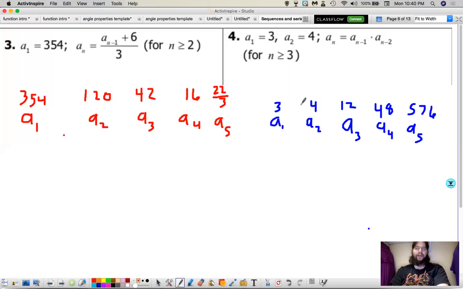So definitely want to use a calculator, because it gets to be using that brain power. Don't need to stress. You've got a calculator, use it.